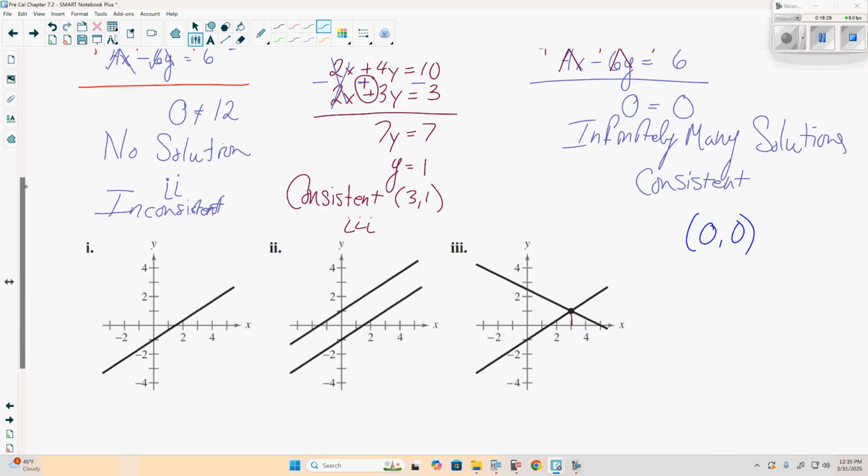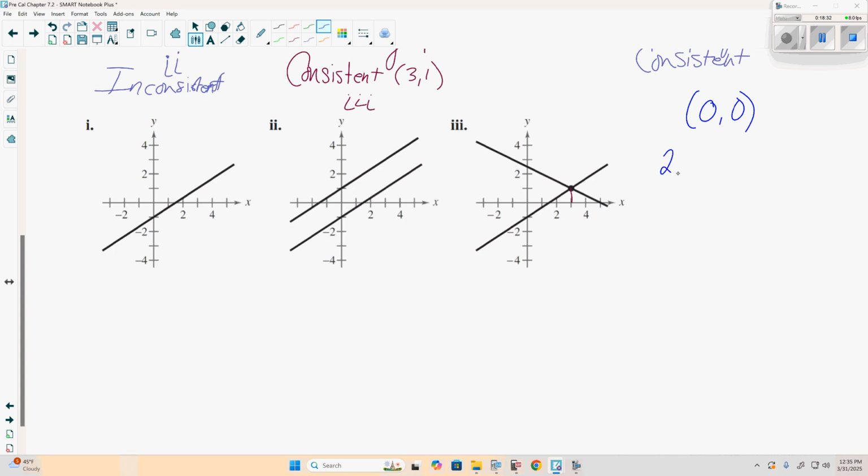So 2x minus 3y equals 3. So 2 times 0 minus 3 times 0. If it's a solution, that should equal 3, yes? Well, 2 times 0 is 0. 3 times 0 is 0, and 0 minus 0 is 0. That's why it's not all real.